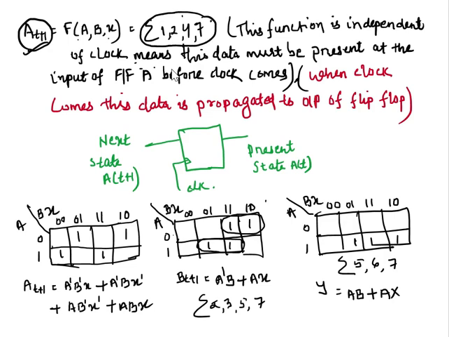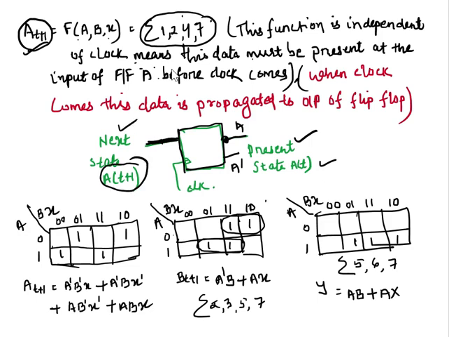1, 2, 4, 7, this data must be present at the input of the flip flop. Let's say this is my flip flop, and this is A and this is A bar. Always remember the output of a flip flop is called the present state. This is A(t), and the input to a flip flop is called the next state. This is A(t+1).